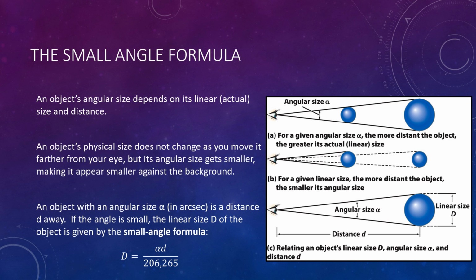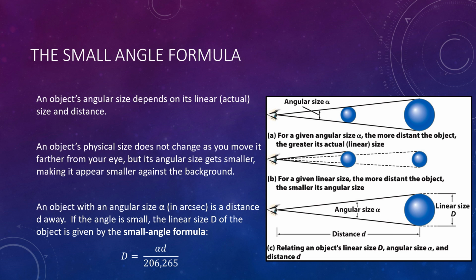So an object with an angular size given by this alpha symbol is a distance d away. So here is the distance, lowercase d. At a distance of d, it has this angular size. We can then use the following equation, known as the small angle formula, to figure out how big it actually is, capital D. So this is actually remarkable. If you know how far away an object is, and you just look at it and say, well, it's this big in terms of its angular size, you can figure out its true physical size. So this is huge. It's a very simple equation, relatively speaking, but it allows you to figure out some incredible things.